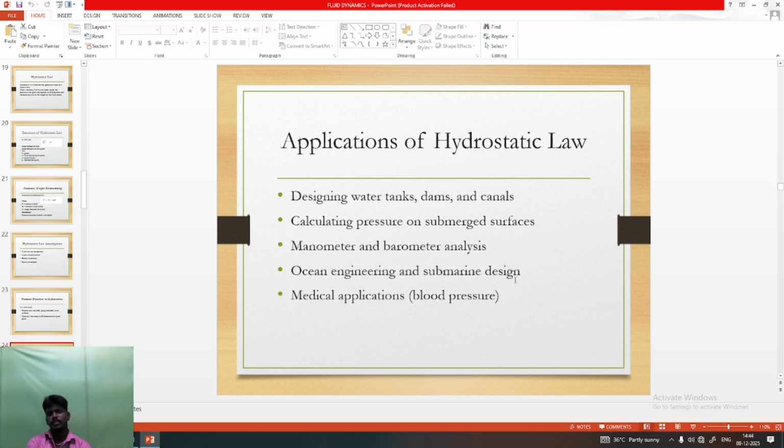The next, applications of hydrostatics, where we use the hydrostatic law: designing water tanks, constructing new dams and canals. We follow the hydrostatic law. Next, we calculate the pressure on submerged surfaces. Then third, manometer and barometer analysis. The fourth, ocean engineering and submarine designs. Fifth, blood pressure levels, that means medical applications. These follow the hydrostatic law.